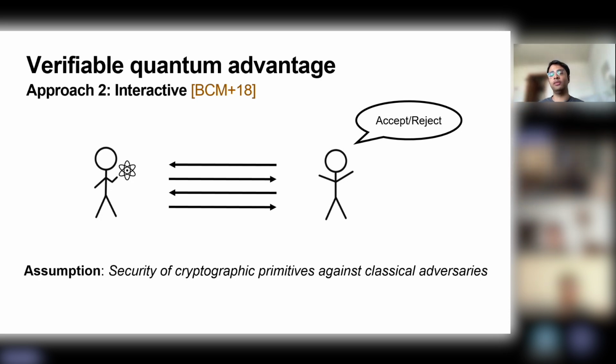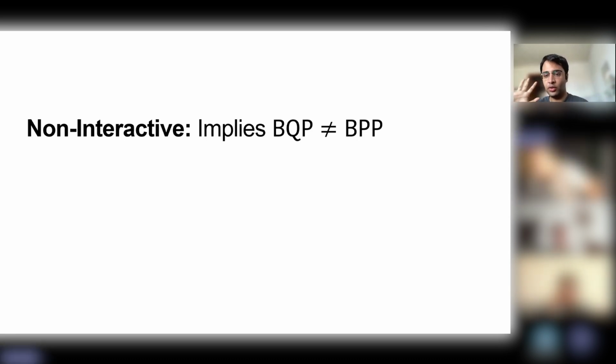All you assume is some cryptographic primitives are secure. These can be trapdoor claw-free functions or even trapdoor permutations, things like that. You just assume that they're secure, nothing about whether quantum can break and classical cannot. Just assume security. And the thing to note here is, again, because non-interactive quantum advantage explicitly has this separation, it explicitly implies that BQP is not equal to BPP.